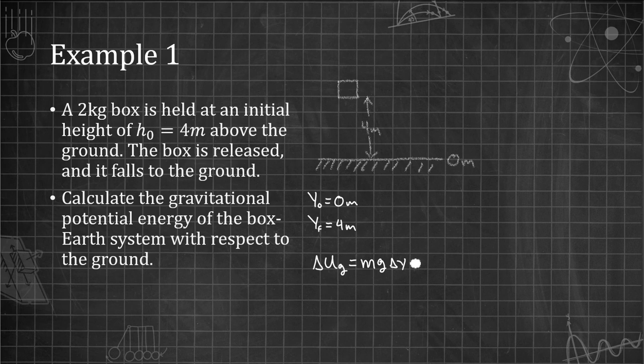So the change in the potential energy from the ground to where the box is being held is just going to be mg times delta y, and our delta y is just going to be 4. So we're going to go 2 times g, which is going to be 10, times 4. So we should get that the change in the gravitational potential energy from the ground to where it's being held is 80 joules.